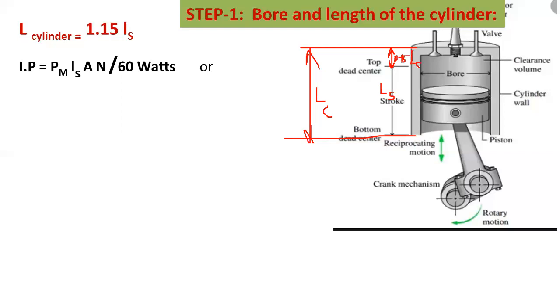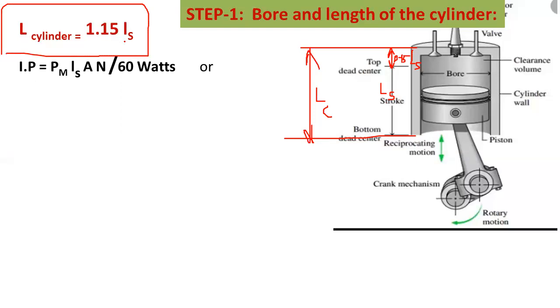Okay, we provide the gap or clearance equal to 0.15 Ls, that is 15 percent of the stroke length. So this is the main formula for engine cylinder length.